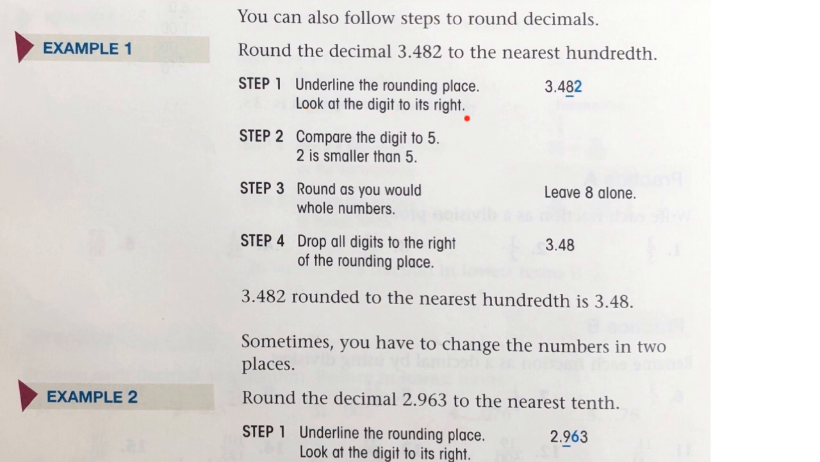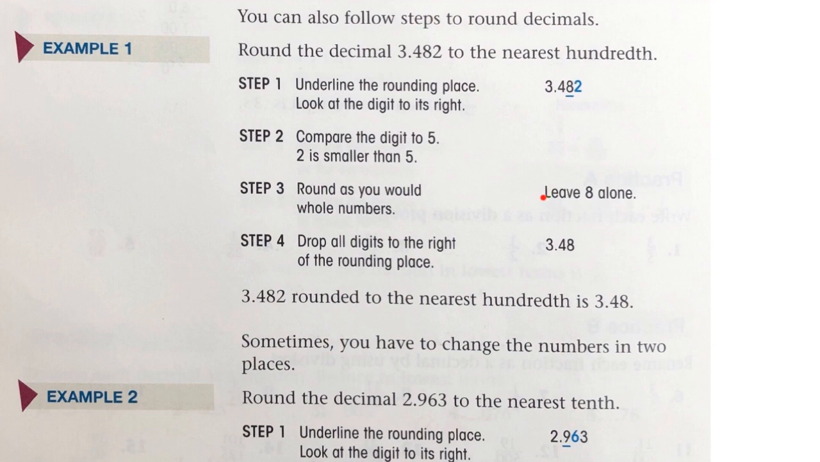Then you look at the digit to the right. In this case, it's a 2. Step 2, compare that digit to 5. 2 is smaller than 5, or less than 5. So step 3, round just like you would a whole number.